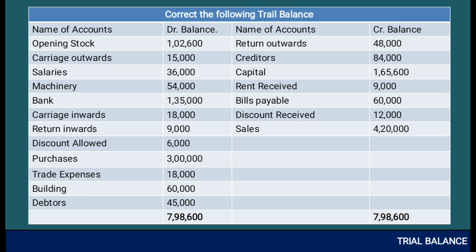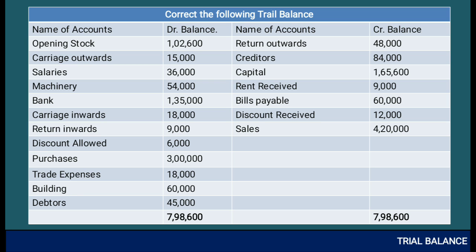So that's why the sum of the debit side will be 7,98,600, and the credit side has the amounts of return outwards, creditors, capital, rent received, bills payable, discount received, and sales. And the sum of the credit side will also be 7,98,600. So that was something about the debit balance and the credit balance.